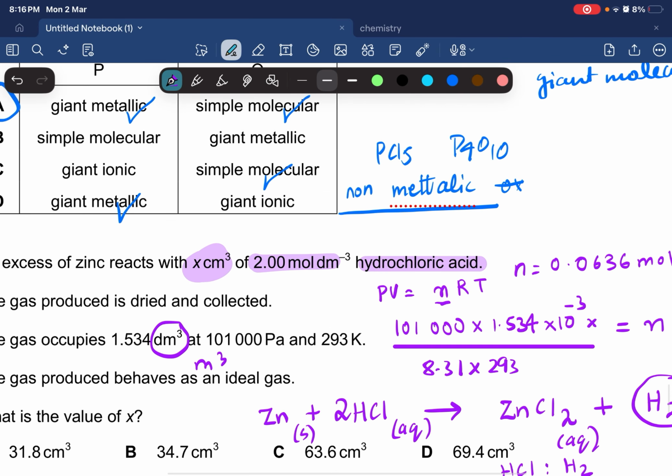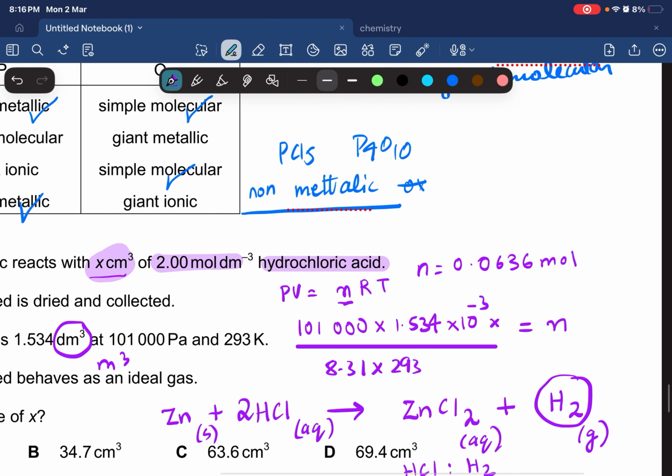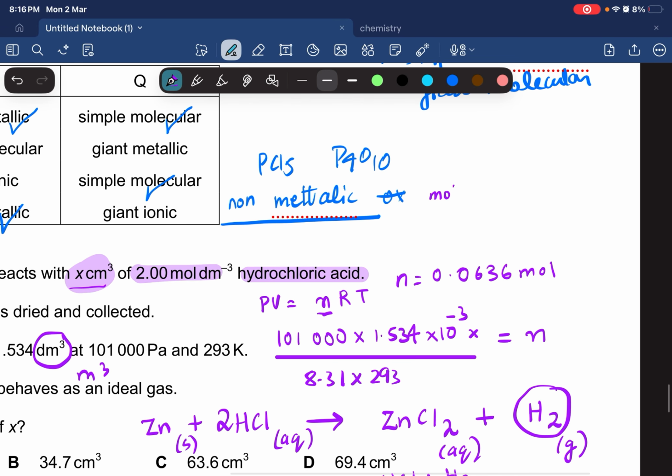Now we got to find the volume. We simply know that moles equal our volume times our concentration. So the moles, 0.12726, divided by the concentration, which is 2, is going to give me the volume. Divided by 2, I get 0.06363 as my volume, which is in dm cube.